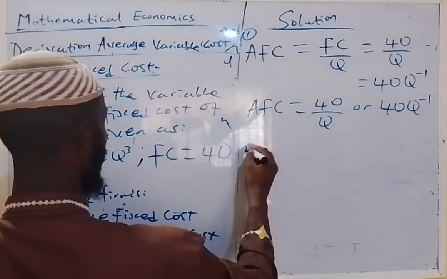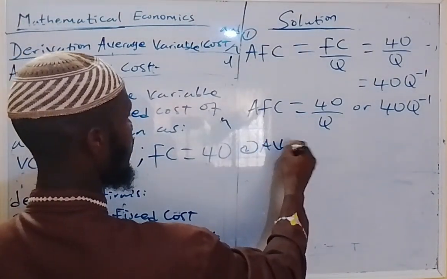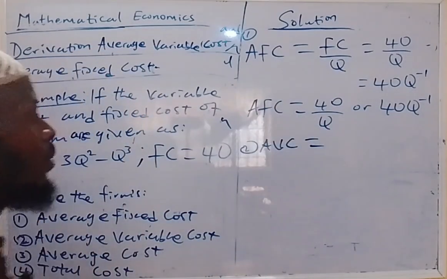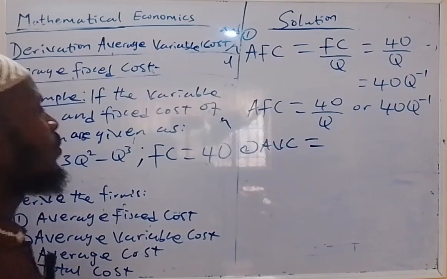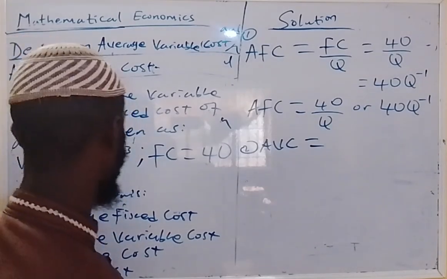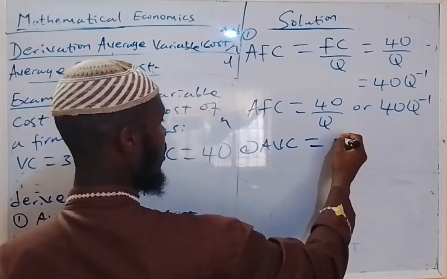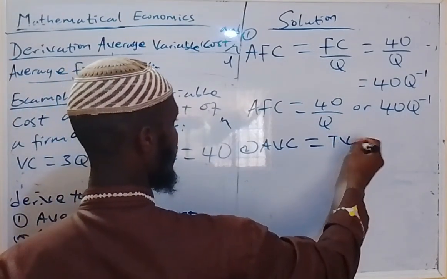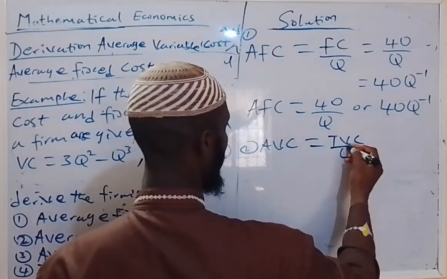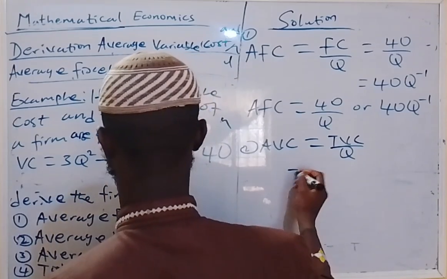Question 2 says derive average variable cost. To derive the average variable cost, remember the concept said divide total by its independent variable Q. So here we have total variable cost, the same thing as just variable cost, so we divide by Q.